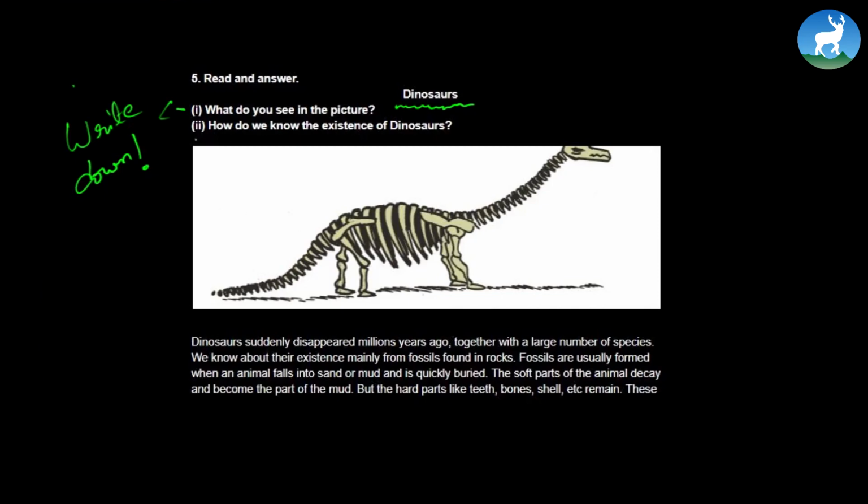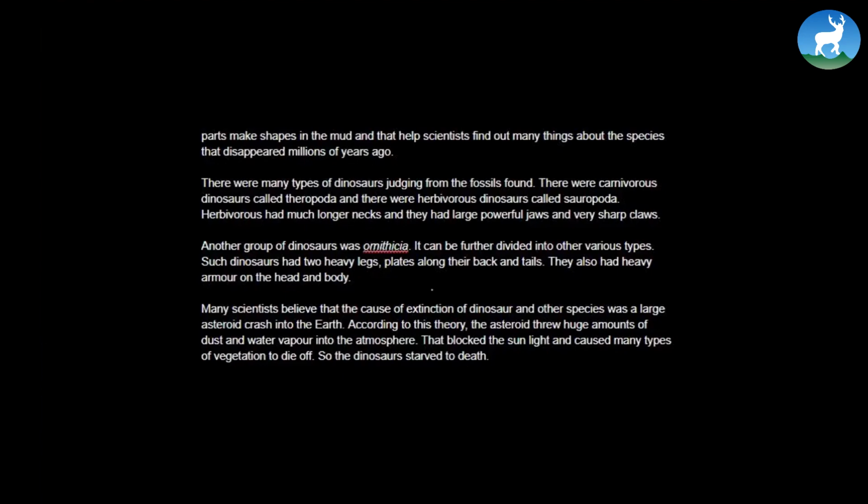So to know this, the second question, let's read the passage. Dinosaurs suddenly disappeared millions of years ago, together with a large number of species. We know about their existence mainly from fossils found in rocks. Fossils are usually formed when an animal falls into sand or mud and is quickly buried. The soft parts of the animal decay and become part of the mud, but the hard parts like teeth, bones, shell, etc. remain. These parts make shapes in the mud, and that helps scientists find out many things about the species that disappeared millions of years ago.